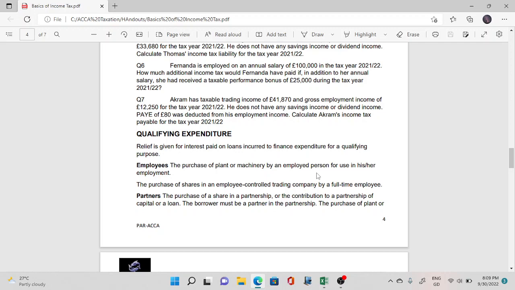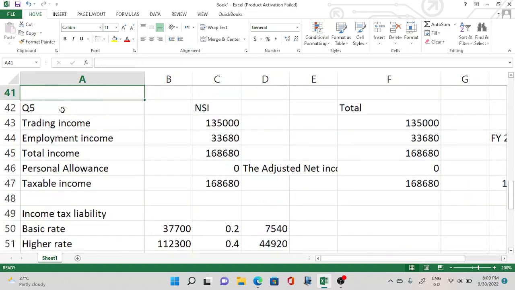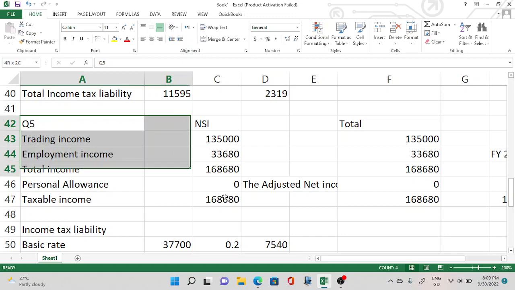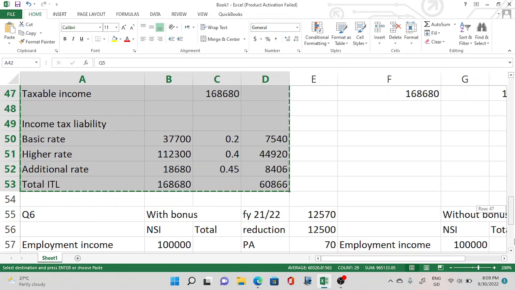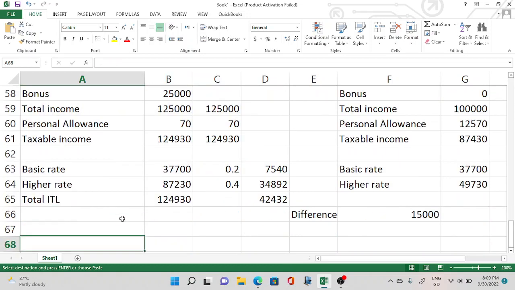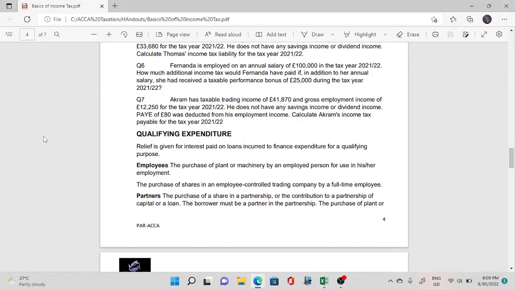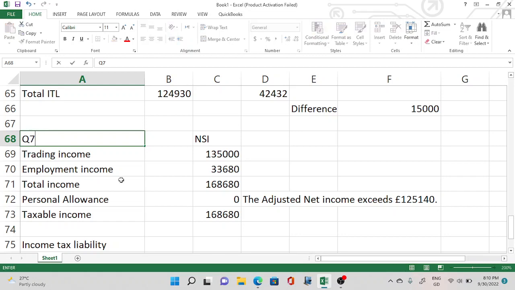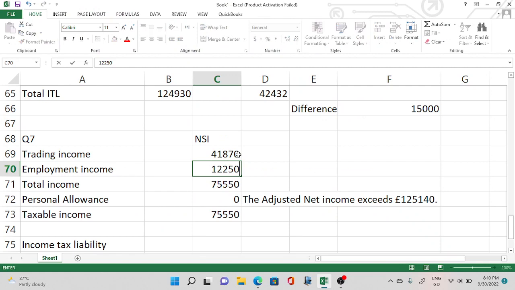This is employment and trading. So let me copy this. Question number 7, I think. Yes. Okay. So in this question, he has trading income of 41,870. Then he has employment income of 12,250. The total income gets to 54,120, out of which he will get the entire personal allowance.